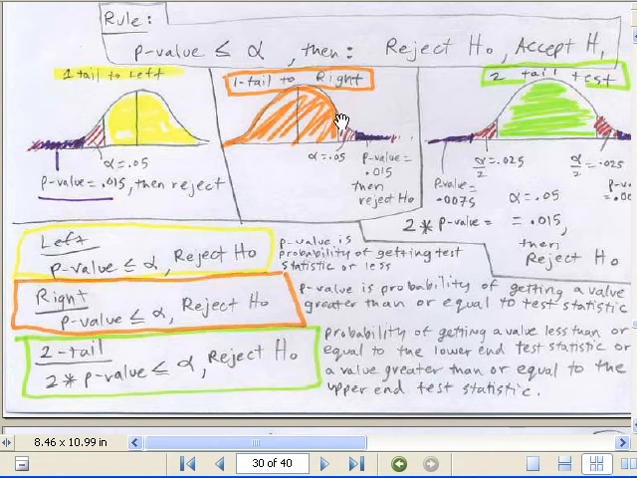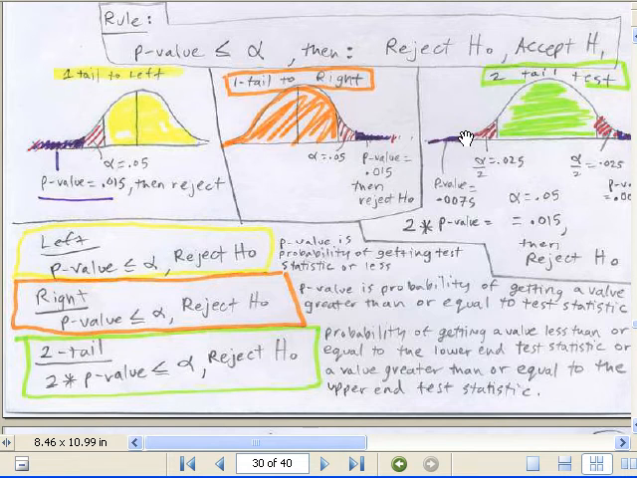What about on the upper end right here? There's our alpha, and there's our p-value. For this example, I just drew pictures, so the p is less, so we reject. But look at this. The decision rule or rejection rule is the same. P-value less than or equal to alpha, reject.